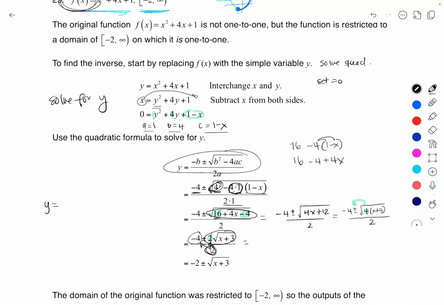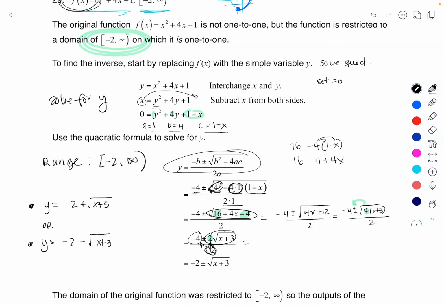I have y equaling -2 plus the square root of x plus 3, or was my inverse function -2 minus the square root of x plus 3? And what we really need to focus back on is the domain of the original function. Okay, so if the domain of my original function was -2 to infinity, that should be the range of the inverse. So I have to question which of these two graphs, this one or this one, had a range of -2 to infinity, right?